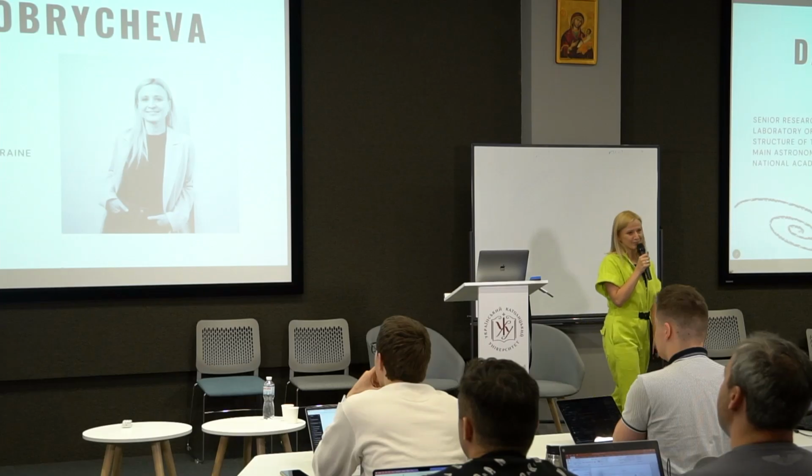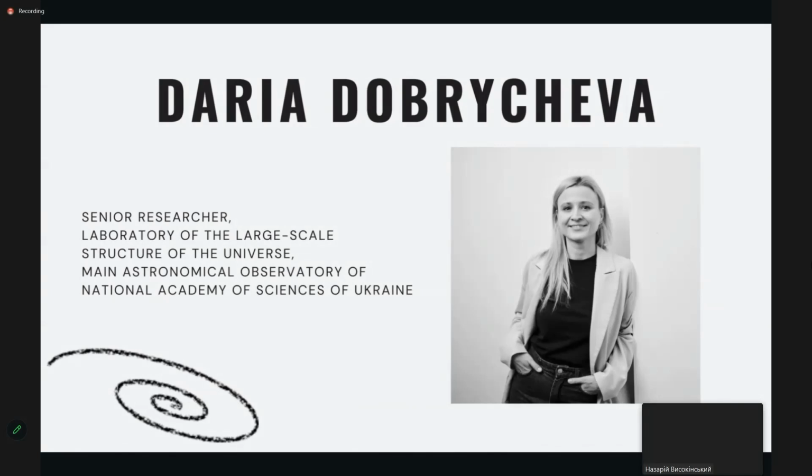My name is Daria Dobrycheva, and I work in the Main Astronomical Observatory in Kyiv, but originally I'm from Chernihiv. I have two addresses: I live in Kyiv, but in my heart, Chernihiv. And it is my address. But we have the same address with you.